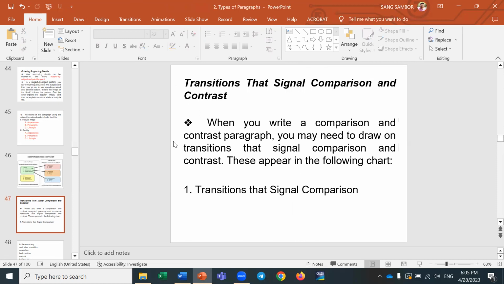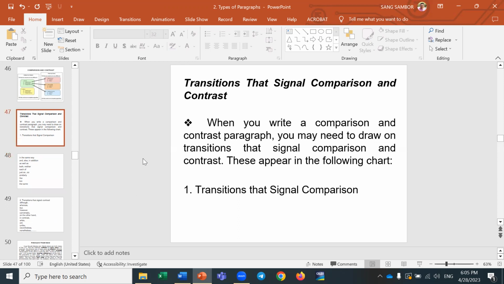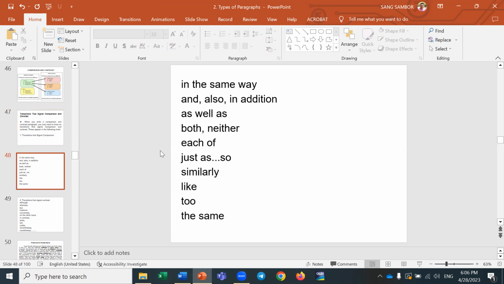Transitions that signal comparison and contrast include, so you will see the table in the next slide. When you write a comparison and contrast paragraph, you may need to draw on transitions that signal comparison and contrast. These appear in the following chart. So let's see here. These are transitions that signal comparison, okay? So when you are writing a comparison, you will have to use all of these transition signals.